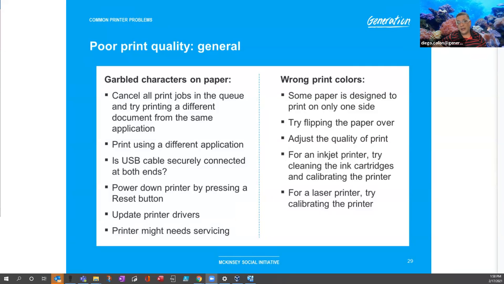Does anyone know why and what they're talking about? Some papers are designed to print on only one side. Some special inkjet papers had plastic on one side. That is correct. The photo paper. The photo quality paper usually has that glossy side, which makes it look like a real quality picture, and it can only print on that side. So it won't print on the other. Any questions or doubts?